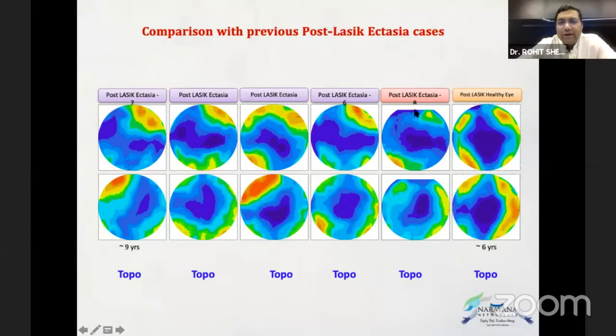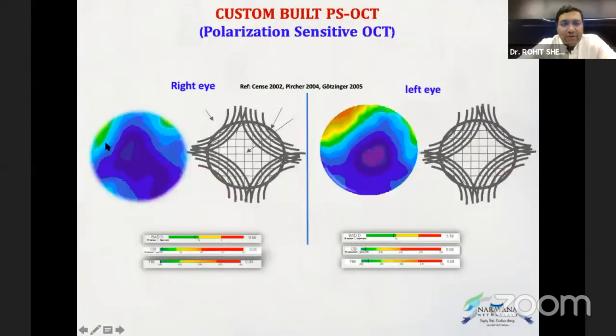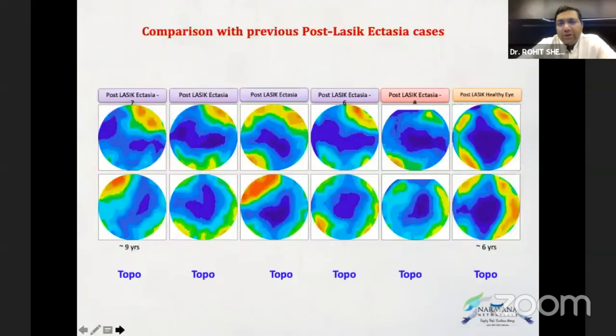Most of the post-LASIK ectasia patients, if you just remember this, the darker blues are normal, the peripheries are in different colors. And this is how a normal cornea should look. Look at the post-LASIK ectasias. You can see that all post-LASIK ectasias do not look the same. Some of them, after 7 years, 8 years, 10 years, who just show on topography as post-LASIK ectasia, still look the same as a healthy eye. Look at the healthy eye here.